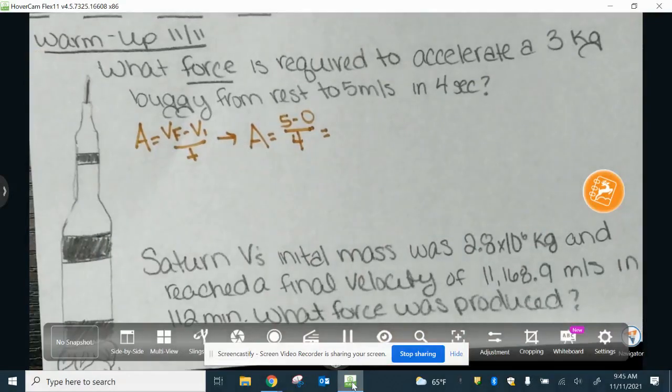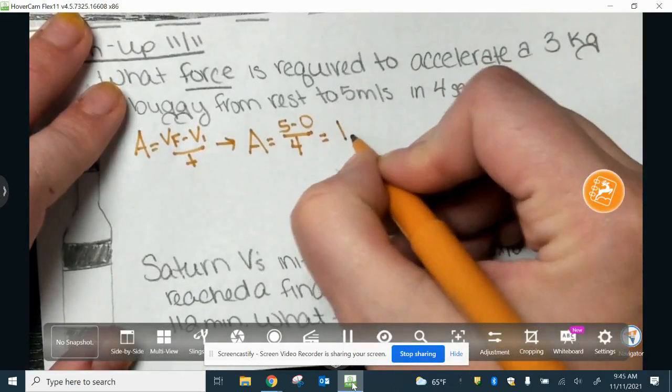All right, so my vf is 5. My initial, I'm assuming it's from rest, so I'm gonna put 0. I'm gonna divide it by my 4 seconds. 5 divided by 4 ends up being 1.25 meters per second squared.